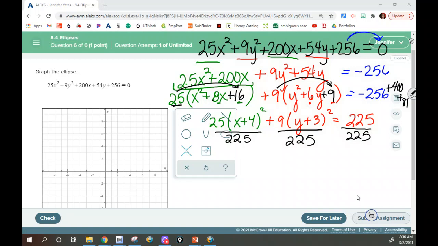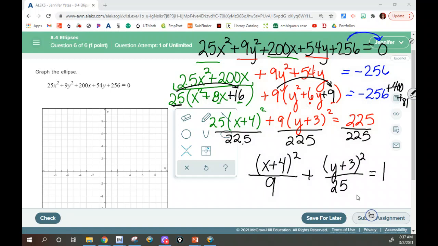All right, so we've got x plus 4 squared over... 25 goes into 225 how many times? 9. Plus y plus 3 squared over... 9 goes into 225 how many times? I better erase that because I've got to grab that ellipse tool right there.